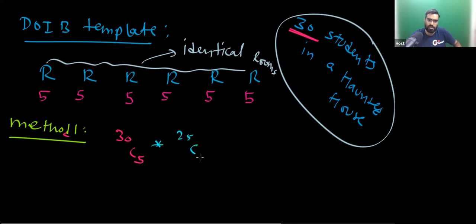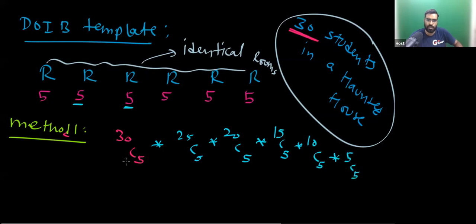From the remaining, you select 5 and you put them together. From the remaining, and so on. You just keep doing like this. From the remaining, select 5, put them together. From the remaining, select 5, put them together. Okay, and so on. Is this the correct answer? In the DOIB template, is this the correct answer?